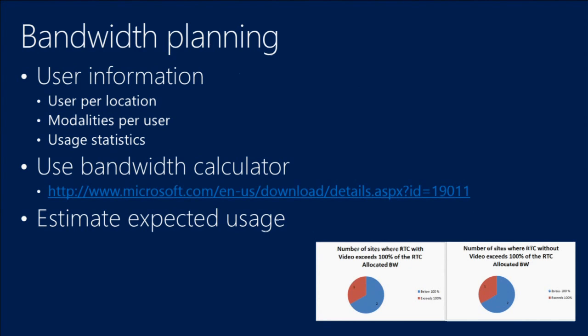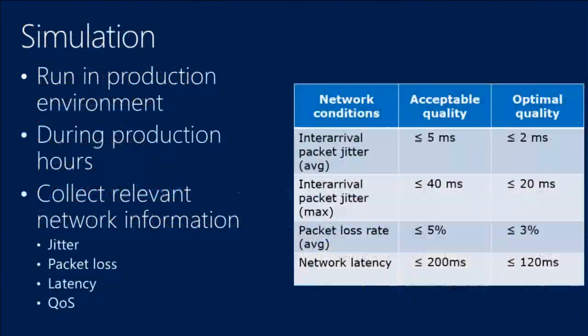If you look here in the lower right corner, you can see a screenshot from the tool: number of sites where RTC with video exceeds 100% of the RTC allocated bandwidth. Usually we don't plan to use all the bandwidth, but for real-time communication, no more than 30% should be used. So this is a good way to calculate the expected usage, and maybe already now you know that your network will not be able to handle all the load, and that you will have to make changes.